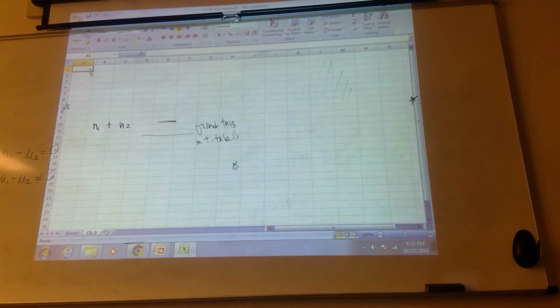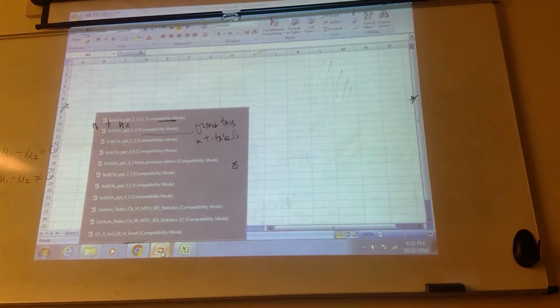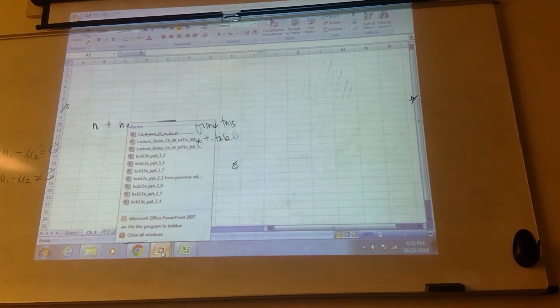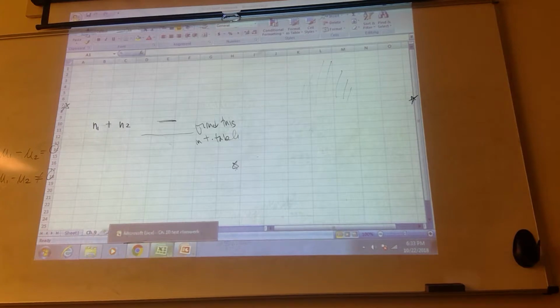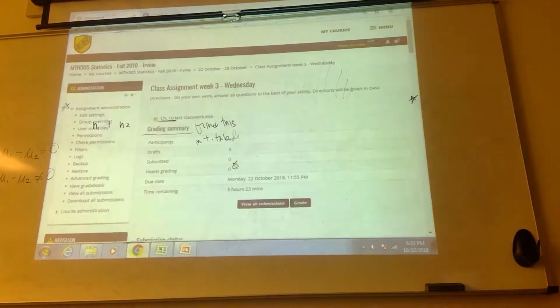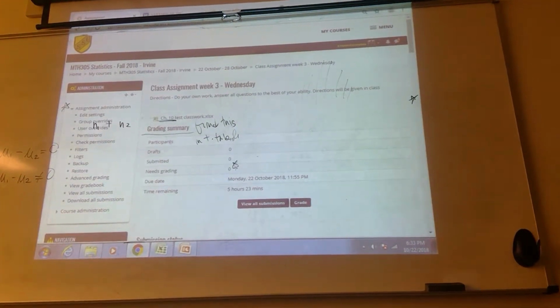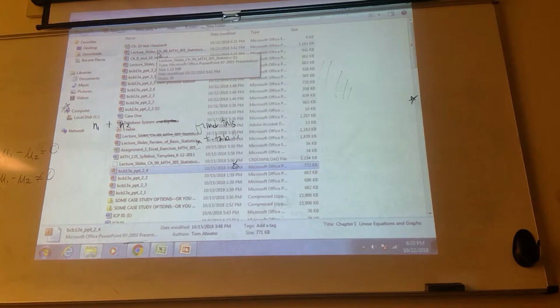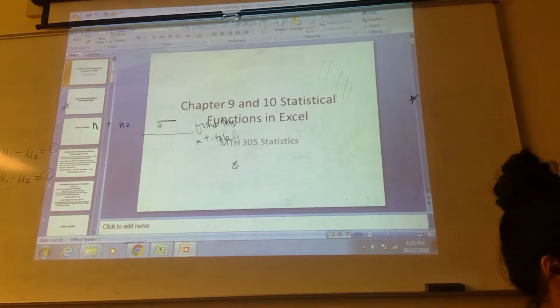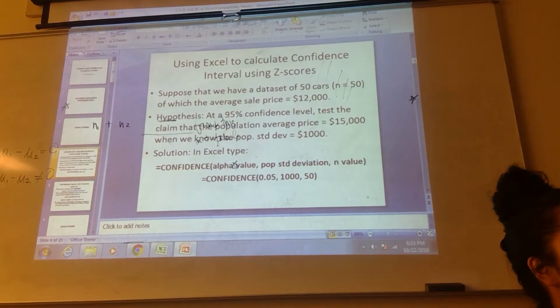Okay, and so what do I have here? There are so many things, I'm going to close all the windows. We're going to copy something from PowerPoint to Excel. I just want to show you, we're going to do some functions all the way through.